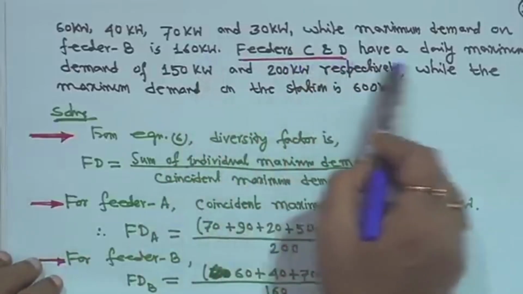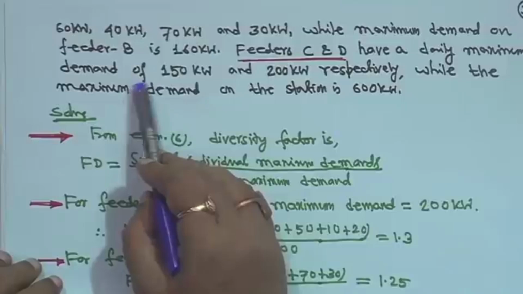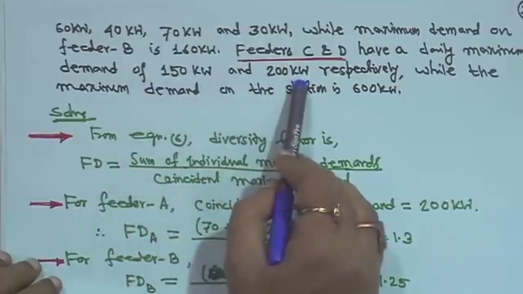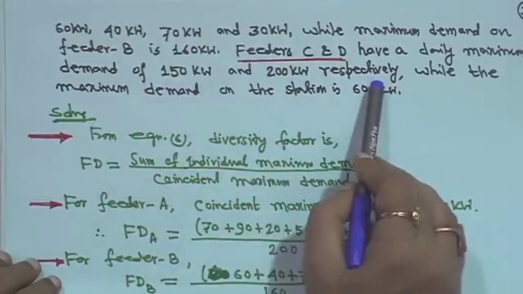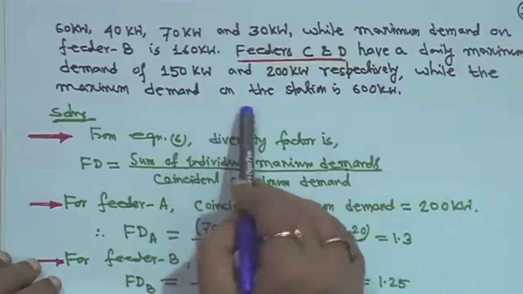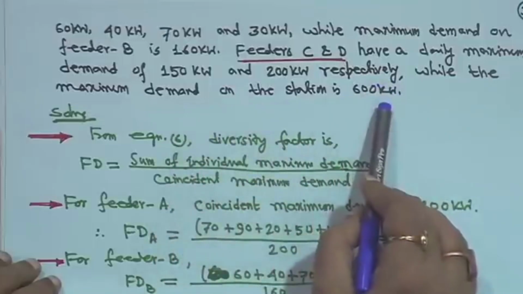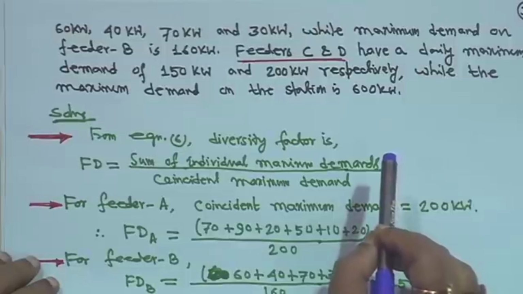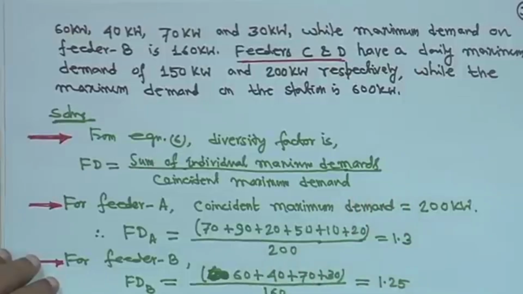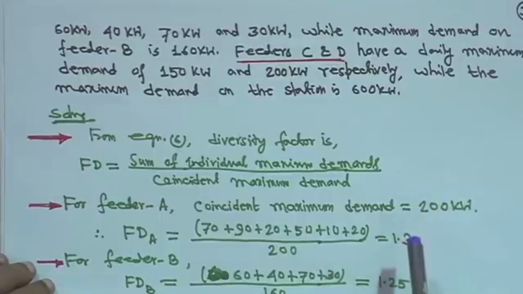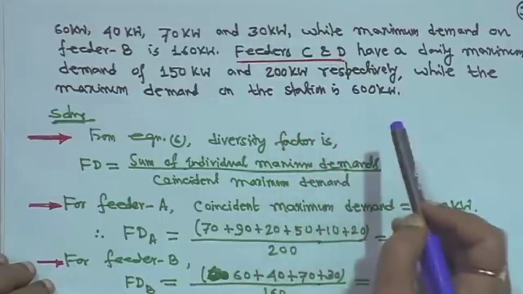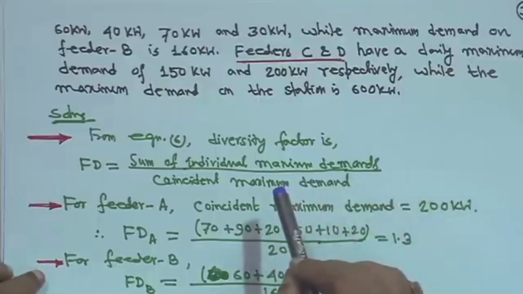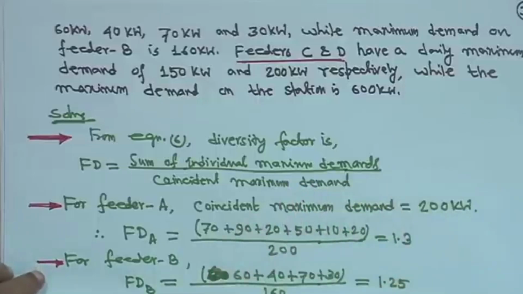Feeder C and D have a daily maximum demand of 150 kilowatt and 200 kilowatt respectively, while the maximum demand on the station is 600 kilowatt, right. So, in this case you have to find out the diversity factor. I didn't write here what you have to obtain. You have to find out the diversity factor for feeder A and feeder B.